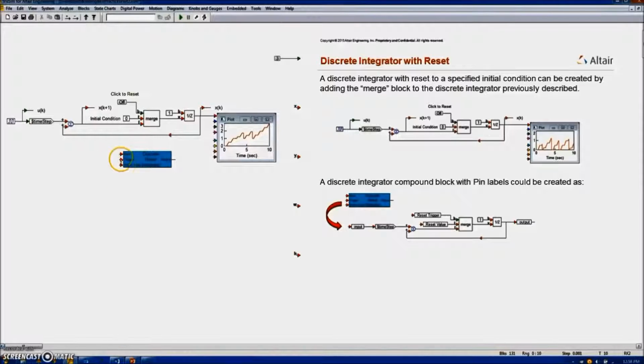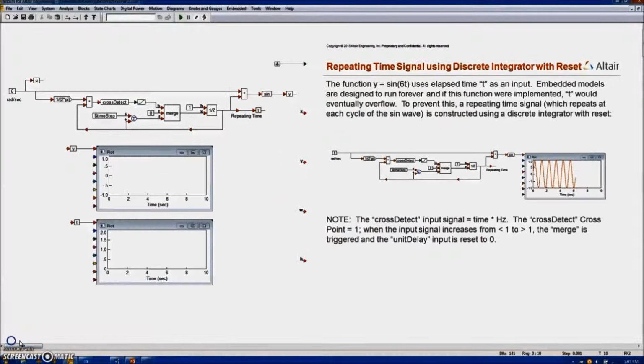We can confirm the operation by connecting this to our input signal, our trigger, and our reset value, and overplot it and run it with the original diagram. And as I reset the integrator, you'll notice the blue line, which is plotted second, so it's overlaying the red line, showing that both are producing identical results.